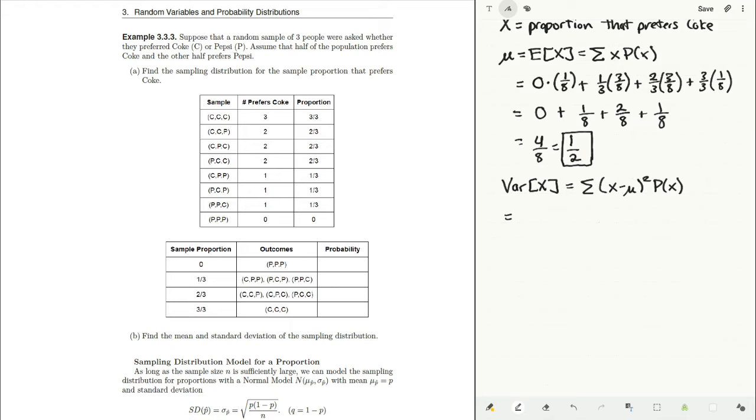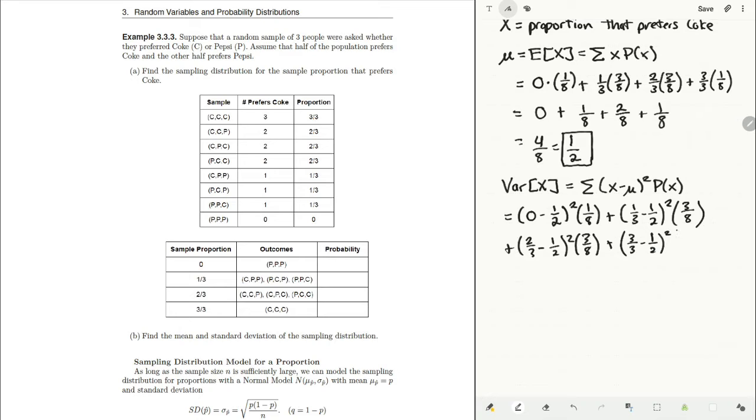So we take the value for each sample proportion, we subtract the mean, square it, and then multiply it by its corresponding probability. So the first term we have (0 minus the mean, which is 1/2) squared times 1 out of 8, plus (1/3 minus 1/2) squared times 3 out of 8, plus (2/3 minus 1/2) squared times 3 out of 8, and then we add (3/3 minus 1/2) squared times 1 out of 8. And this will give us 0.083 repeating.